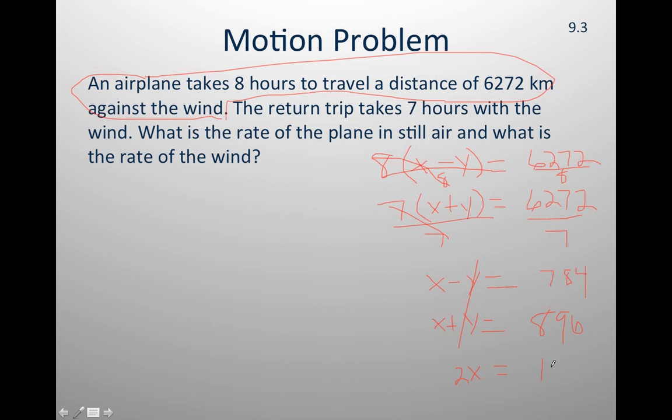That gives you 1680. Then you divide both sides by 2. I think that's 840, but I'm going to do it anyway. It's 840.